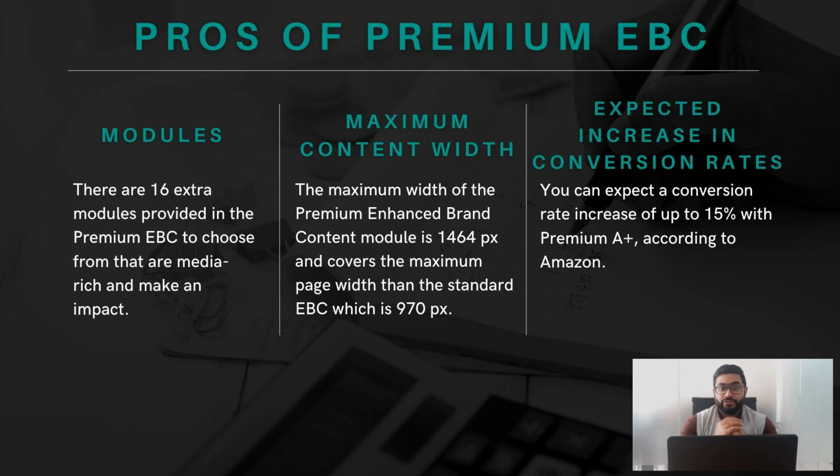The next advantage of the premium enhanced brand content is the maximum content width. You can use up to 1464 pixels of page width, which is greater than the standard EBC at 970 pixels. Another advantage of the premium enhanced brand content is you can increase the sales up to 15%.